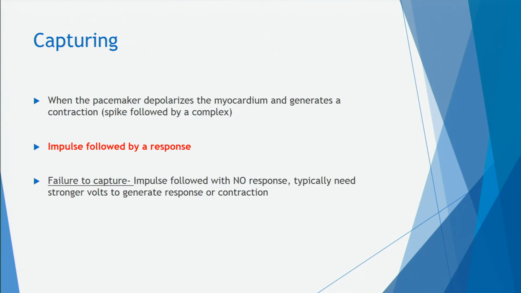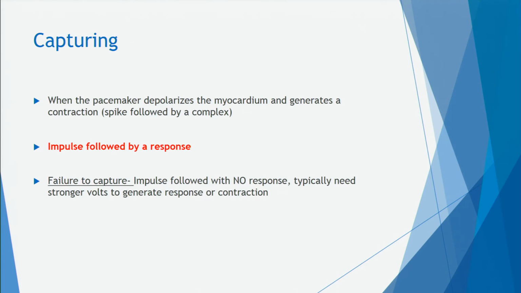So as you see, I'm getting spikes there, but am I getting capture? No. So there's no capture. I have an impulse generated, or a spike sent, but no response. So we need more volts, right? It's not strong enough. It's not generating anything. So as you continue to go up on that, hopefully, okay, now I'm starting to capture, right? So I have a spike and a complex. That's how we know we're actually getting a paced rhythm on any beat.